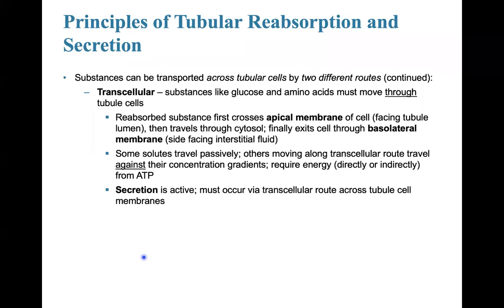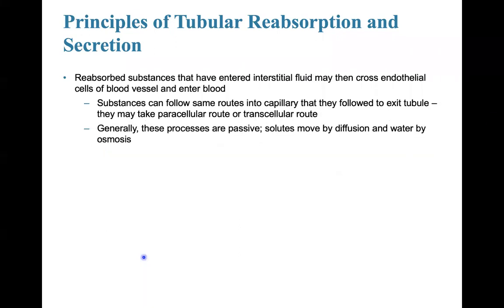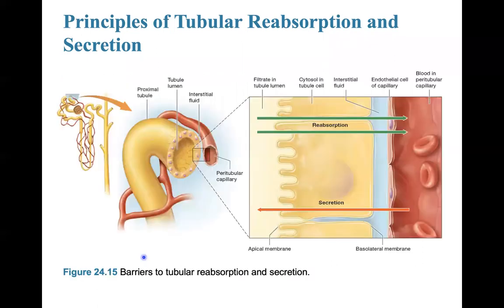Secretion is active and must occur via the transcellular route across the tubule cells. Reabsorbed substances that have entered into the interstitial fluid may then cross the endothelial cells of the blood vessels and enter the blood. Substances can follow the same routes into the capillary that they followed to exit the tubule. They may take the paracellular route or the transcellular route. Generally, these processes are passive. Solids move by diffusion and water by osmosis.